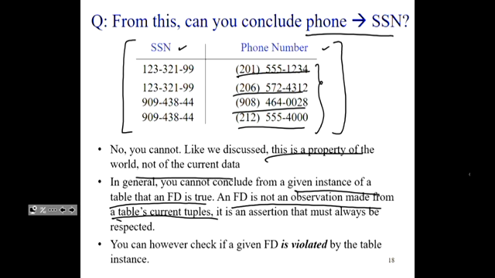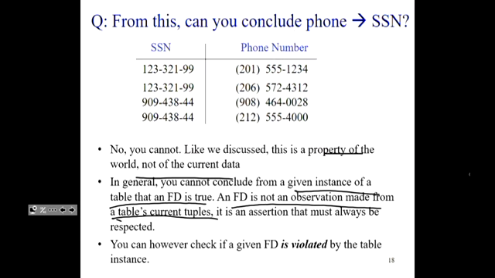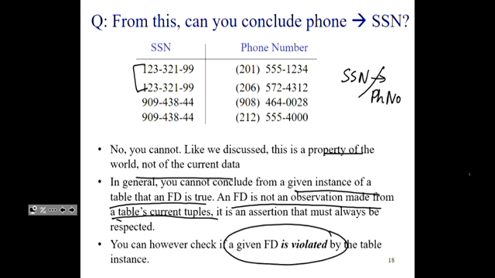Okay. On the other hand, I can check if a functional dependency is violated using the current relational instance, right? So if I want to check if SSN implies phone number, I have a counterexample to that, right? So these two tuples say that SSN does not imply phone number, so I know that for a fact SSN does not imply phone number using this instance. Okay, so I can tell that this functional dependency is violated by the current instance. I can't tell for sure if a certain functional dependency holds across all instances.